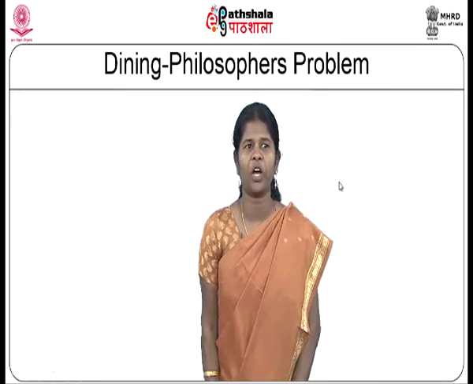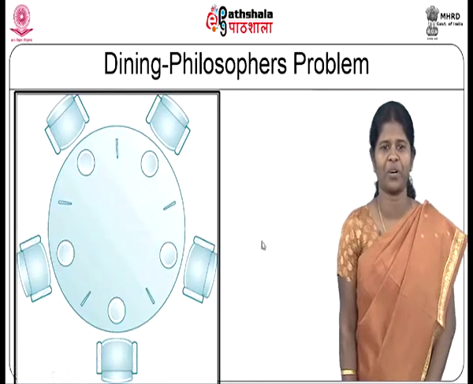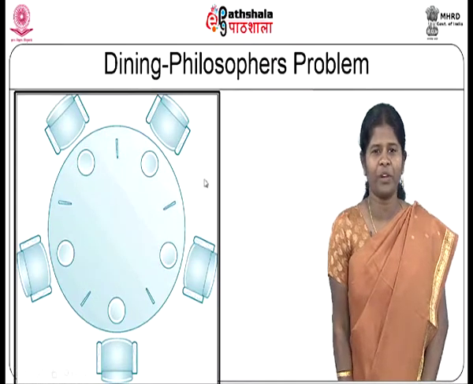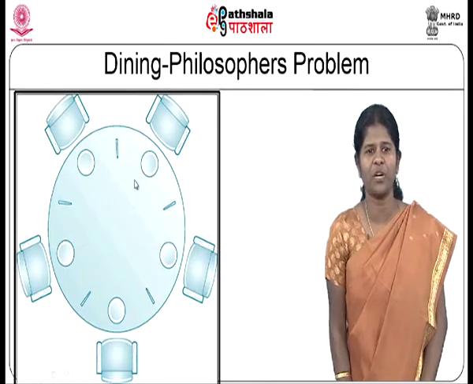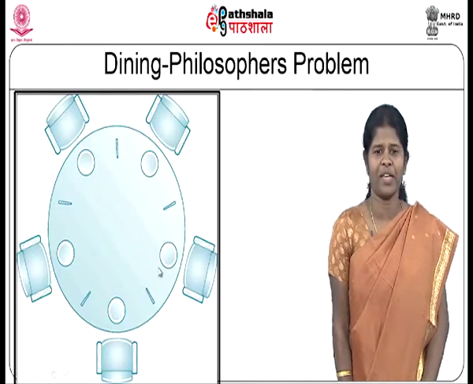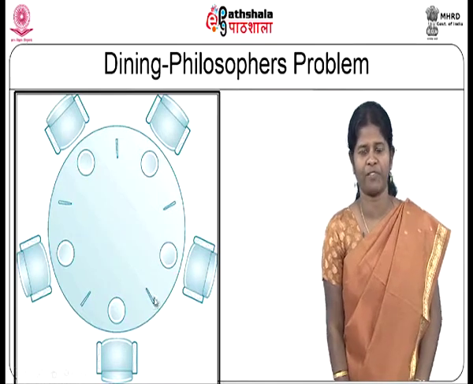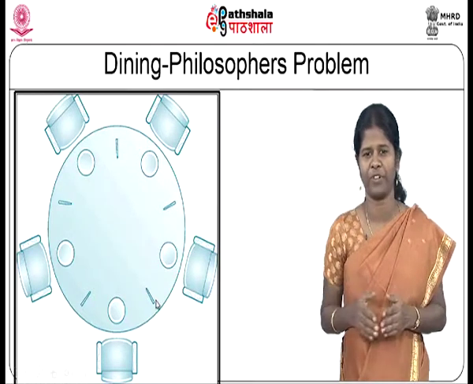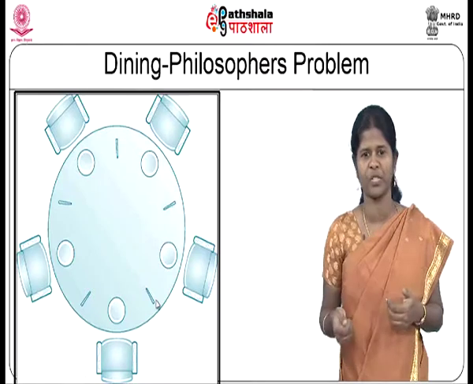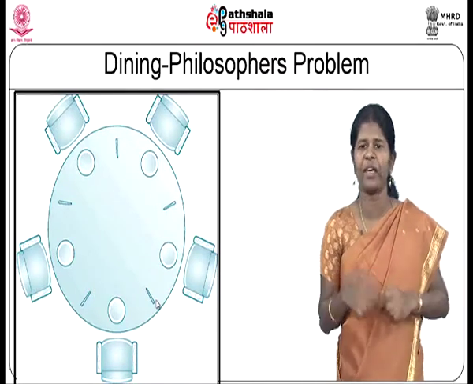Now we have another problem called the dining philosophers problem. This is a very interesting problem where you have a number of philosophers sitting around a table and dining. They have a bowl of, say, spaghetti and they have to use the chopsticks placed to the right and to their left. Each philosopher has to use the chopstick to his right and to his left, and only using both of them can he dine.